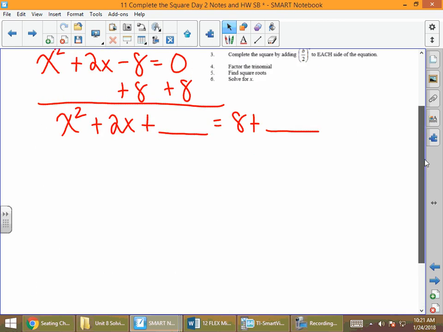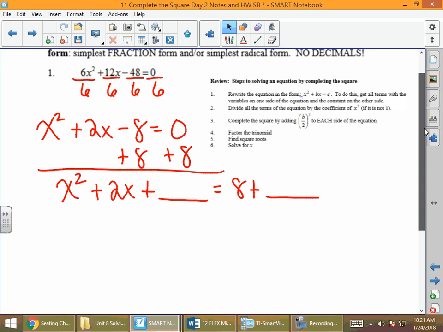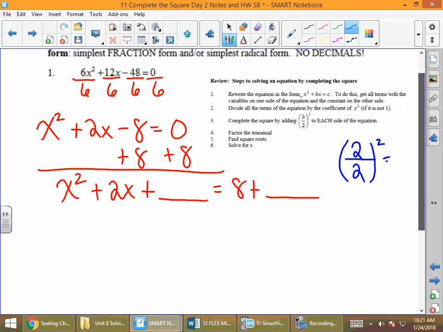For those of you who were absent yesterday, I hope that I can get you to understand the concept. To figure out what goes in this blank space, we're following the same thing that we did yesterday. We take b, which is 2, divide by 2, it's always divide by 2, and square it. Well, 2 divided by 2 is 1, and 1 squared is 1. And if we add 1 to the left side of the equation, we need to add 1 to the right.